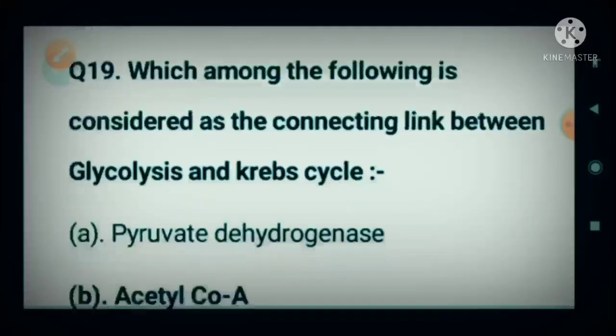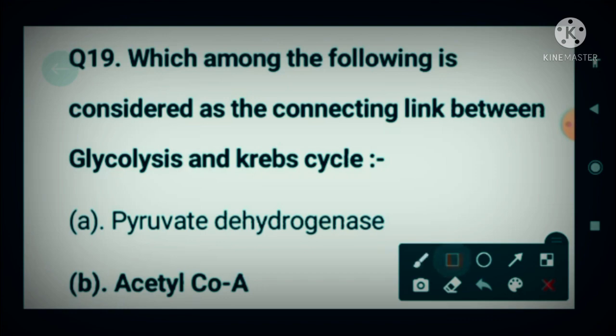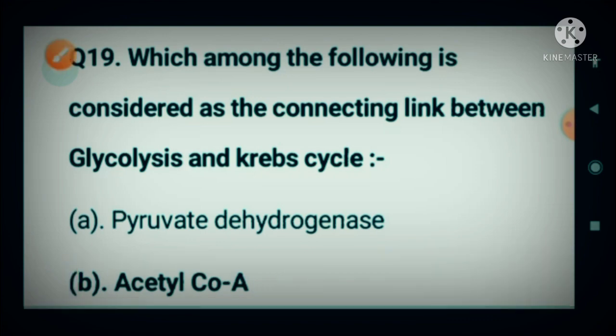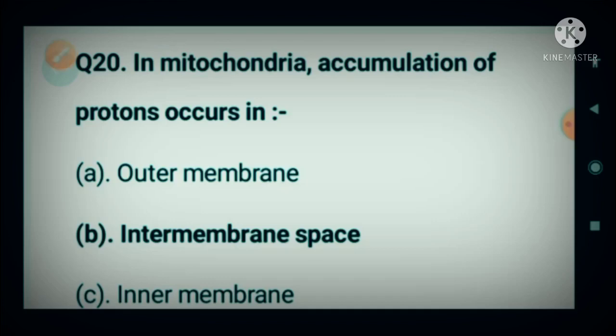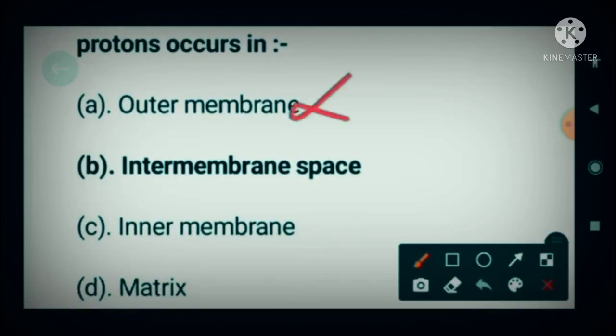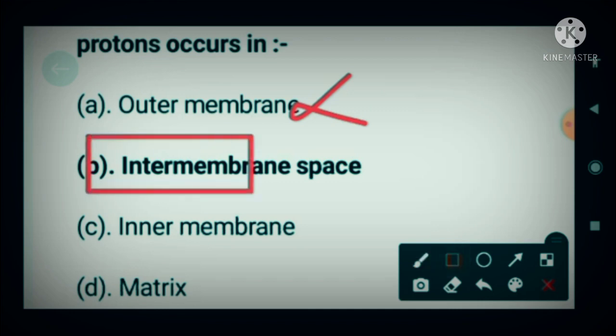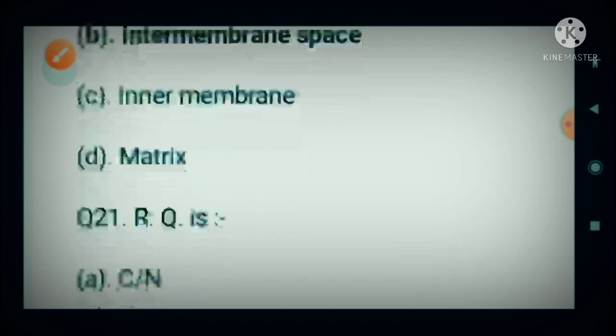Next question is: which among the following is considered the connecting link between glycolysis and Krebs cycle? The right option will be acetyl-CoA. Next question is: in mitochondria, accumulation of protons occurs in outer membrane, intermembrane space, inner membrane, matrix. The right option will be intermembrane space.